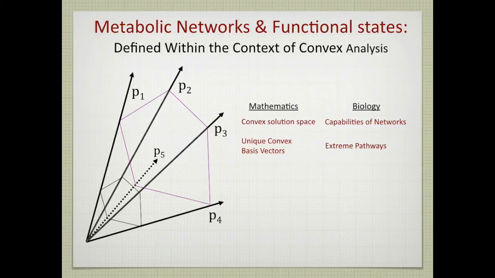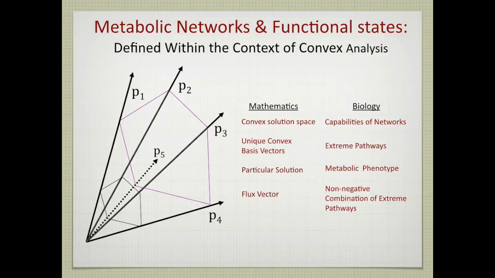So the basis vectors mathematically for a convex set are unique, like I talked about. But on the biological side, we now see that these convex basis vectors are actually pathways, and we think of them as extreme pathways because they lie at the extremities of the space. Any point in that space is a particular solution, but on the biological side, it's a particular phenotype because that solution represents a functional state of the network, which would be an expressed phenotype.